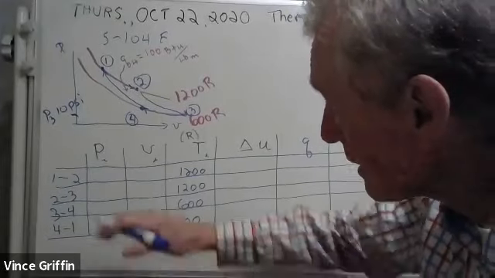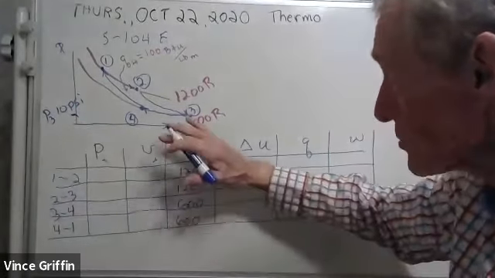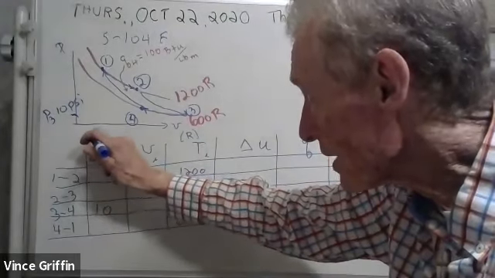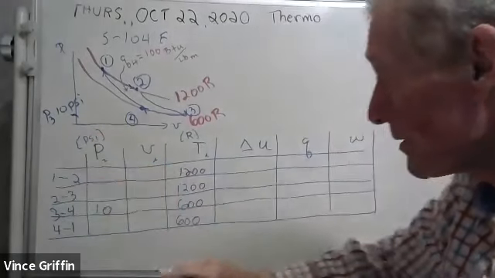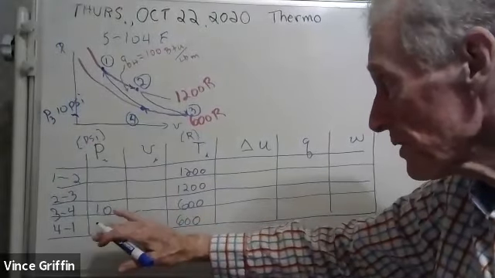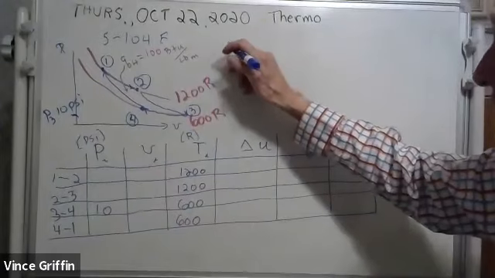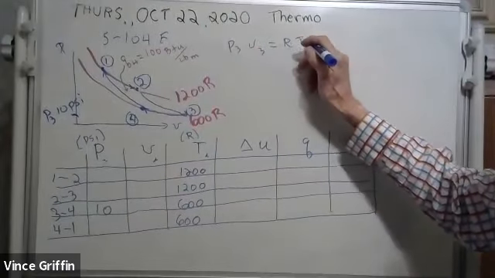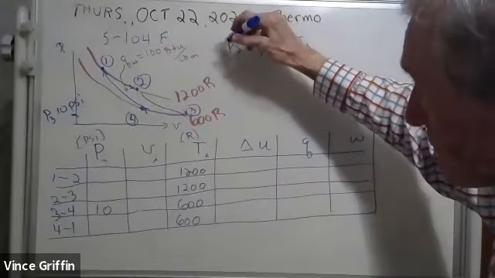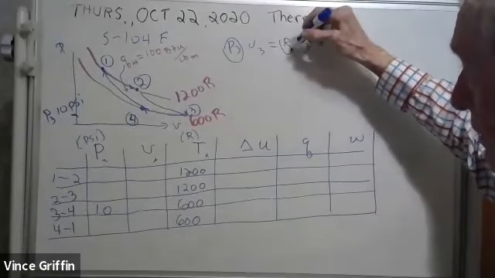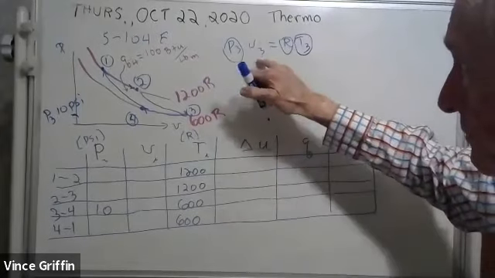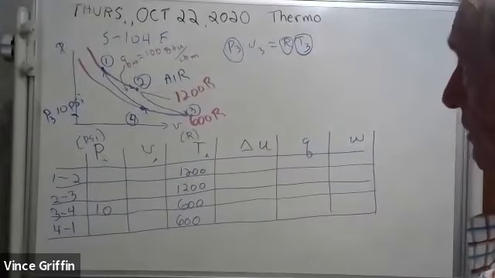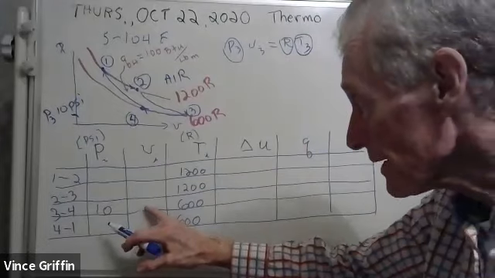Now, they were very nice, and they gave us the lowest pressure. That's the pressure at 3, and it's 10 PSI. You put a little PSI right there. Now, look here. We know P3 and T3. P3 V3 equals RT3. We know P3, we know R, and we know T3. We're dealing with air, we treat it like an ideal gas, and we can solve for the specific volume here at state 3.